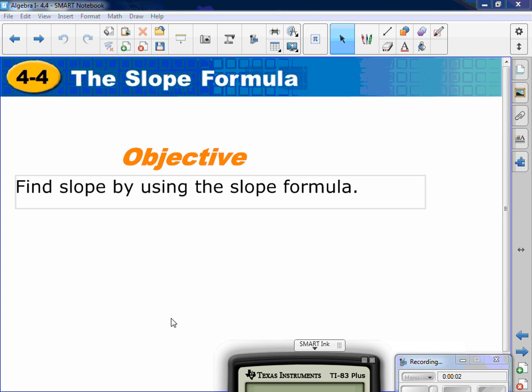Today we're starting 4.4, the slope formula. We're going to be using the slope formula to find slope.